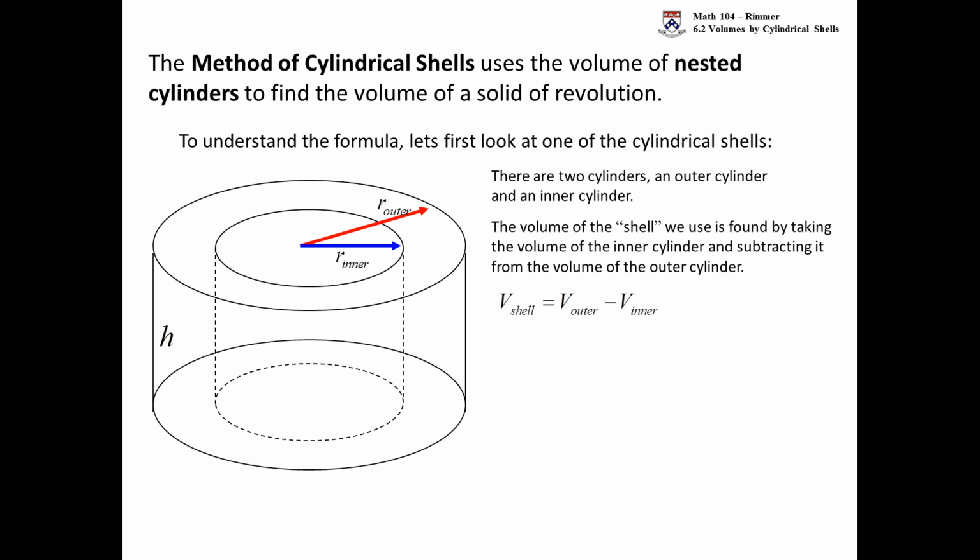Great. So we're talking about cylinders and volume. The volume of a cylinder is pi r squared h. So the volume of the outer will be pi times the outer radius squared times h. They do have the same h. So the volume of the inner will be pi times the inner radius squared times h. Both of these two terms have a pi and an h in them, so we'll factor it out.